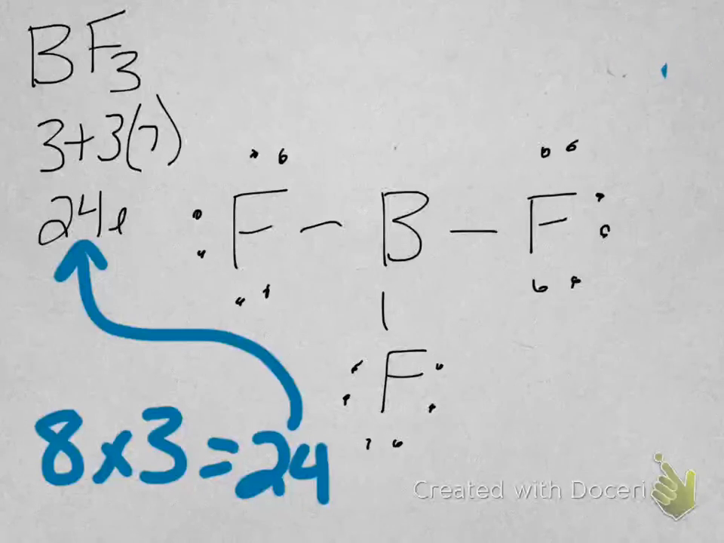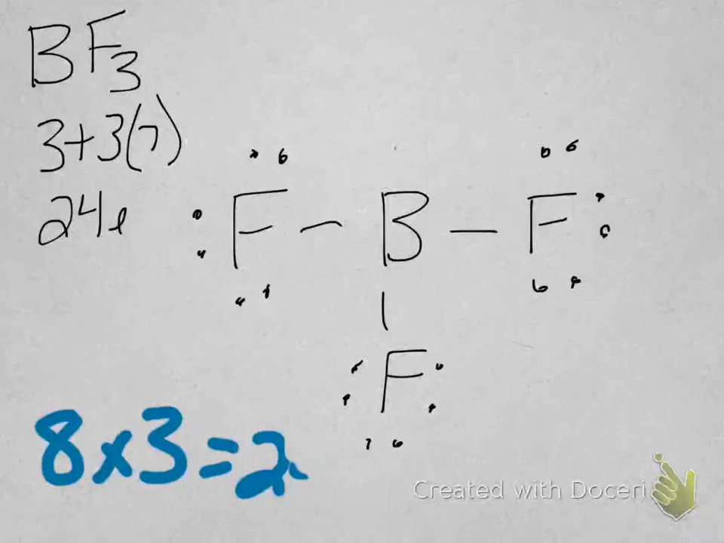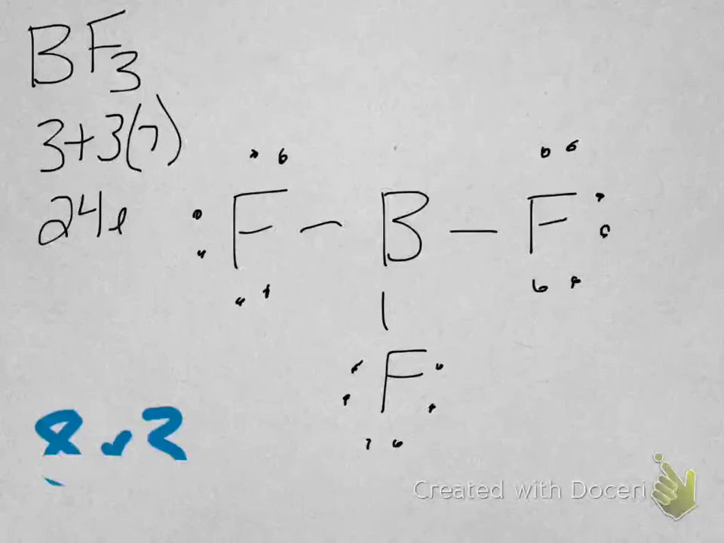Biggest thing, your first criteria is making sure you have the right total number of valence electrons, then fulfilling the octet rule. If you cannot fulfill the octet rule, double check to see if it's one of the ones that is an exception to the rule.